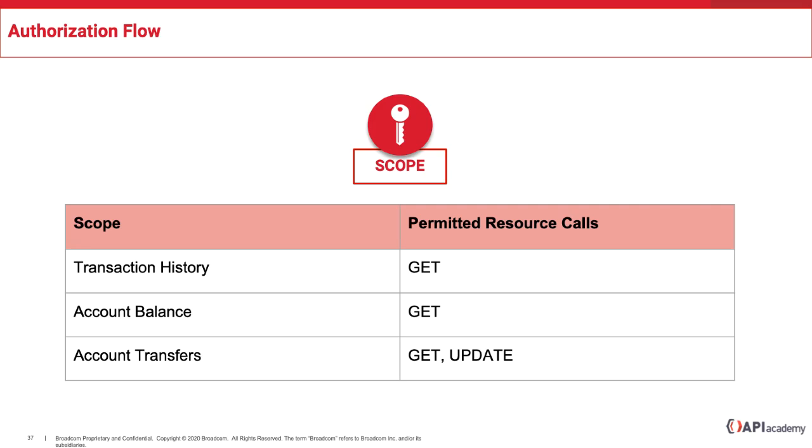In their API documentation for client app developers, Piggy Bank will have a clear description of the permitted resource types and permitted actions for the available scopes.